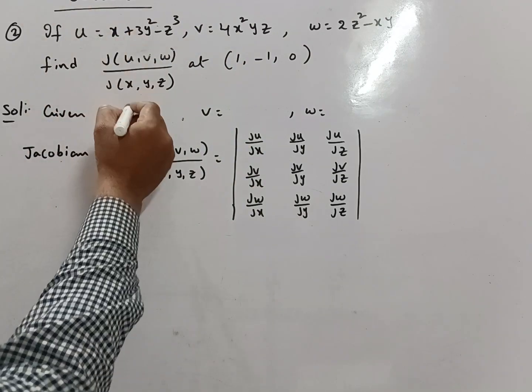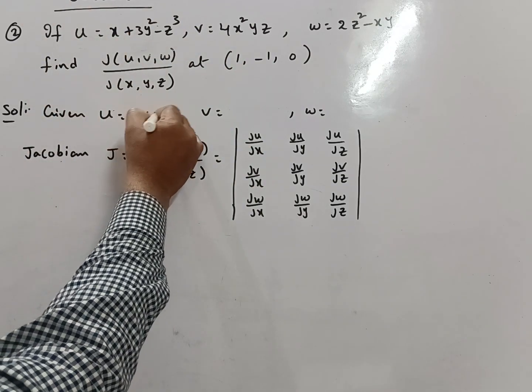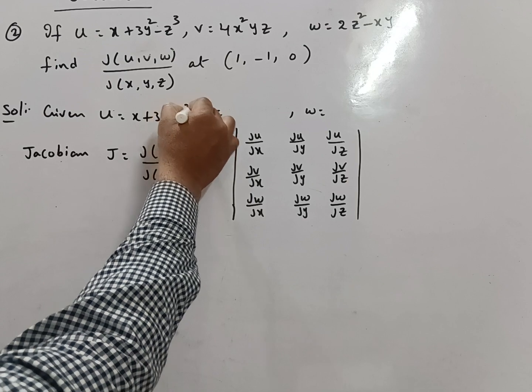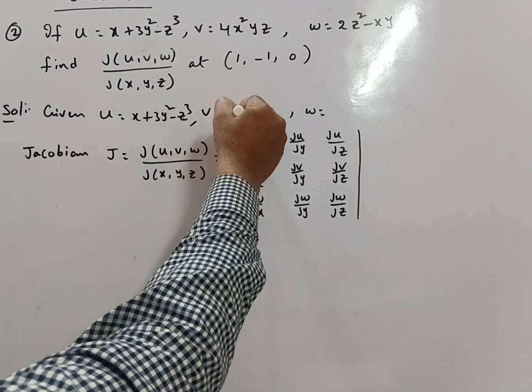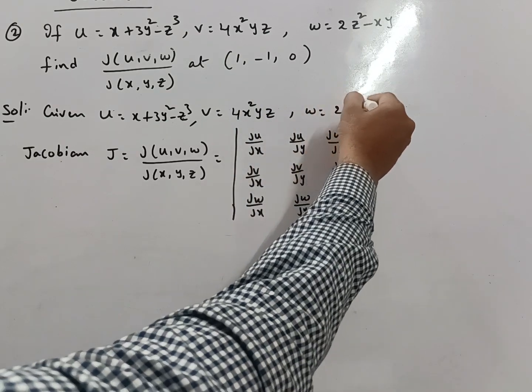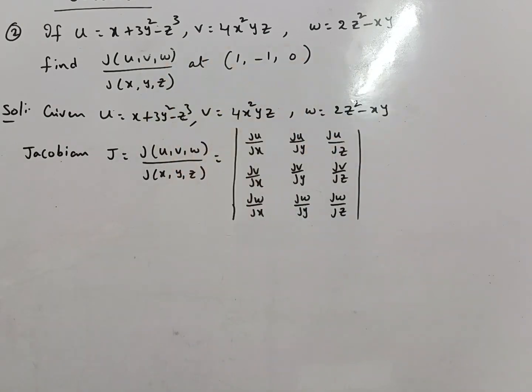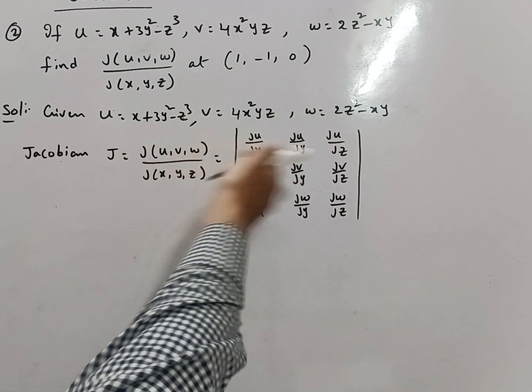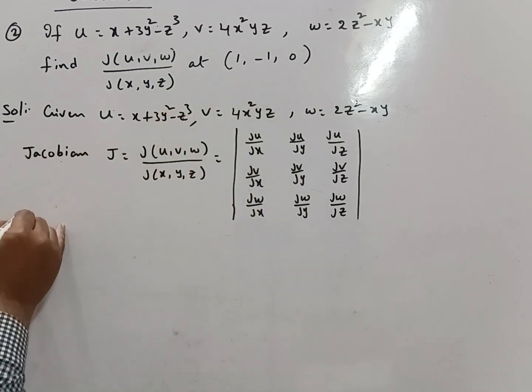First, given what he gave here: x plus 3y square minus z cube, this is the u value. What is v he gave? 4x square yz. What is w he gave here? 2z square minus xy. Okay. Now this is the formula of Jacobian J, and now substitute here, I mean solve here.